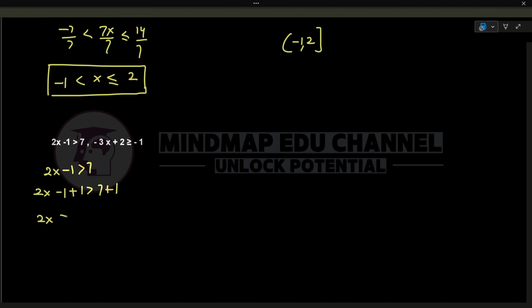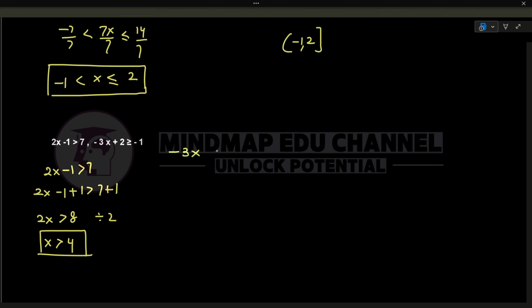We will get 2x greater than 8. Divide the equation by 2 on both the sides. So, we'll get x greater than 4. So, this is our first solution. Now, let's see the second equation here.